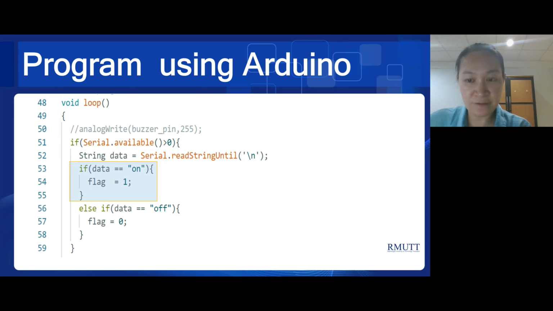The purpose of this is to check if the received data is the string "on". If true, it sets the variable flag to 1. The purpose of this function is to check if the received data is the string "off". If true, it sets the variable flag to 0.